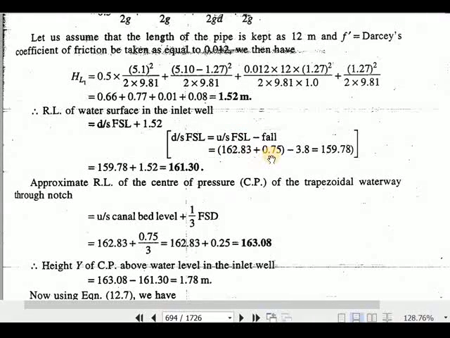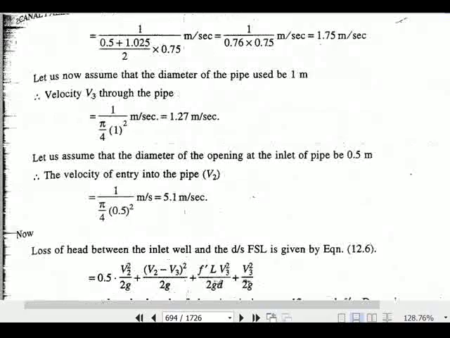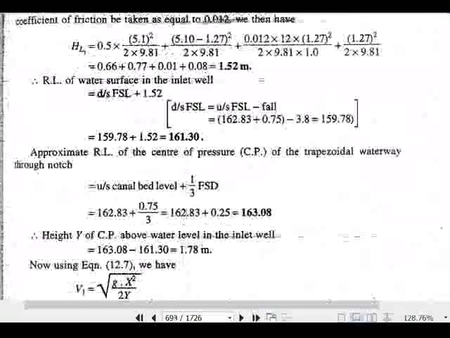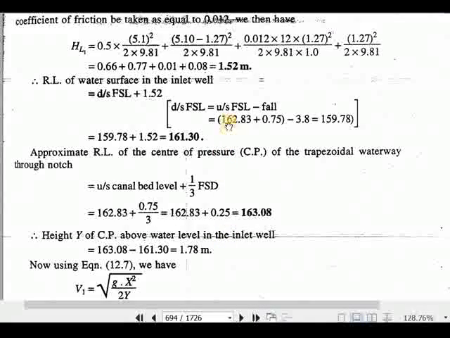We have to add 0.75. This is, I think, the floor level, 162.83, that is equal to the bed level upstream, that is the floor level. Similarly, in this level you have to add this one and you can get the upstream full supply level. So upstream full supply level is equal to 162.83 plus 0.75. You have to subtract the 3.8, that is the fall, and you can get the downstream full supply level, that is equal to 159.78. And you have to add head loss here. We can get a reduced level of water surface in the inlet well, 161.3.